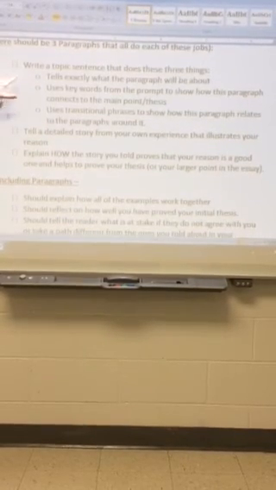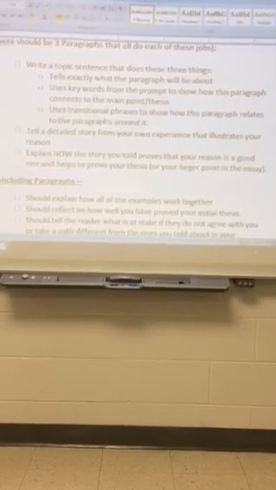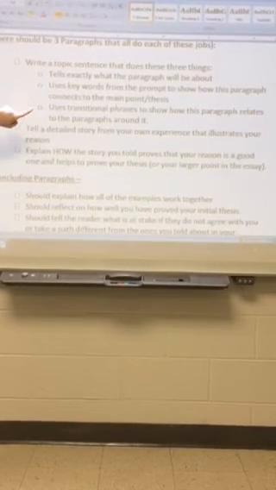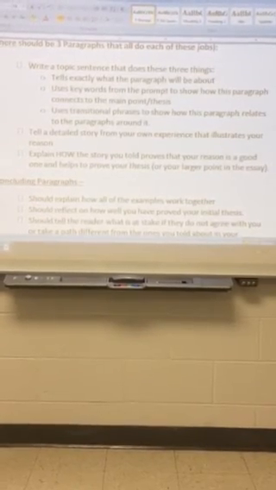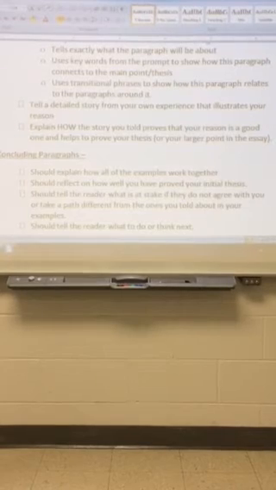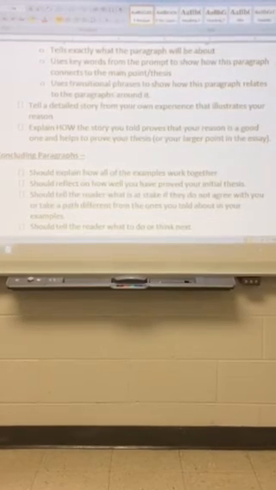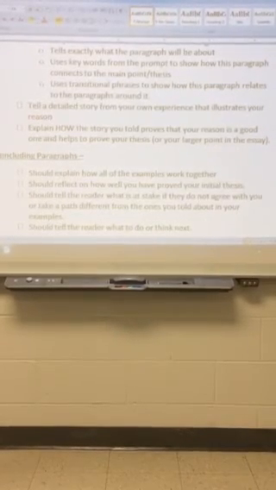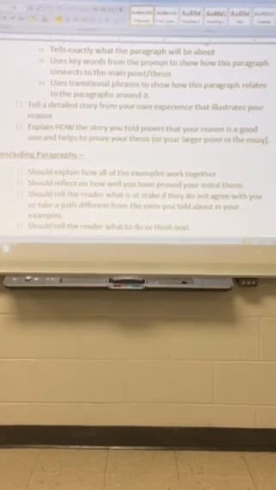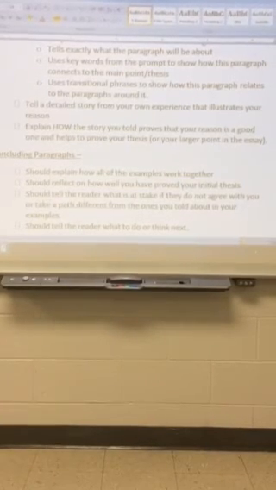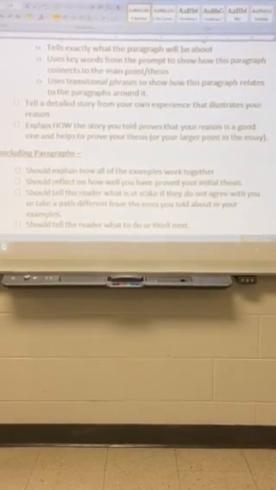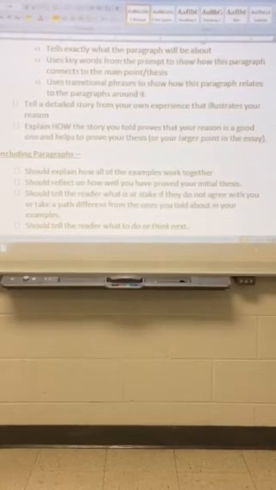So your topic sentence tells exactly what the paragraph will be about, uses keywords from the prompt, uses transitional phrases, and this is the part that'll change from one genre of essay to another. You tell a detailed story from your own experience that explains your reason or supports it. You're telling us what life was like then and what it's like now and how things have changed.